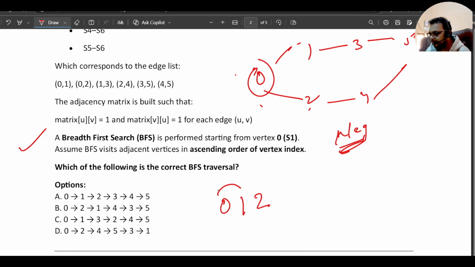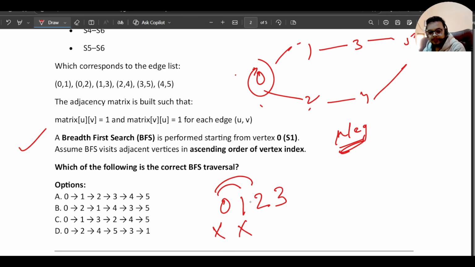We started from 0. This is the first neighbor, this is the second neighbor. Now, have we explored the first neighbor? No. All the neighbors of 0 we have already discovered, so 0 is done. We need to discover the neighbors of 1 now. What is the neighbor of 1? 3. So we will add 3 here. Is there any more neighbor of 1? No. So 1 is also done.